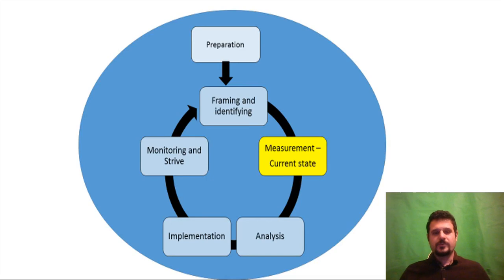First of all, we know we are in the BPM lifecycle. We passed two steps. The first step was preparation, like BPM governance. The second step was about framing and identifying process architecture and designing as-is process modeling actually. And now we are in measurement.